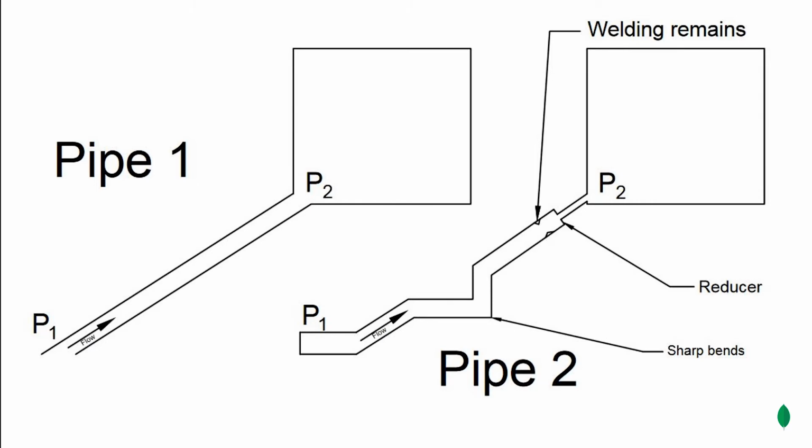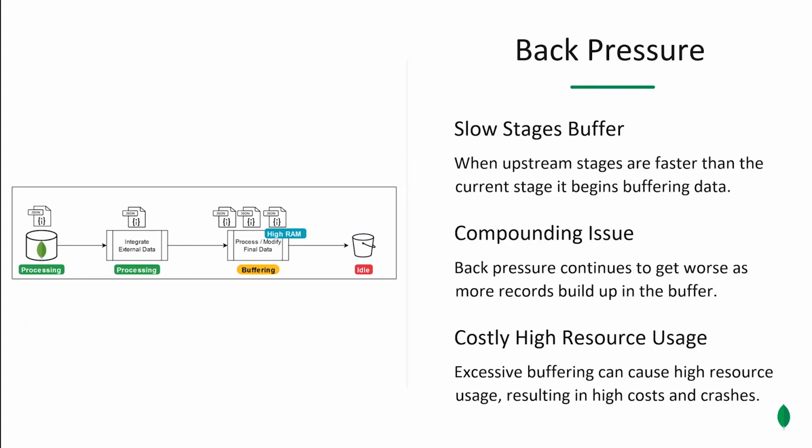To see an example of this inside our pipeline, we can see here that the process and modify stage, which is the slowest, is having to buffer records. So as new records are coming down our integration stage, they're hitting our process and modify faster than it can do them.